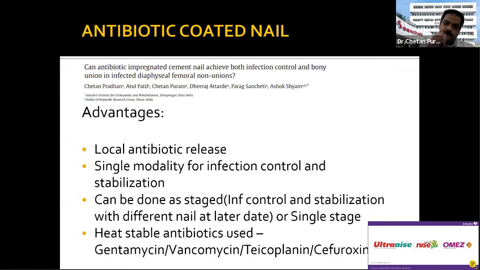But sometimes one can get lucky, and the same single procedure can also give you union. So the advantages of an antibiotic impregnated cement rod is the local antibiotic delivery is 200 times higher concentration than any IV antibiotic. And the various antibiotics which can be used with cement, the heat-stable antibiotics commonly used, are gentamicin, vancomycin, cefuroxime, and teicoplanin.